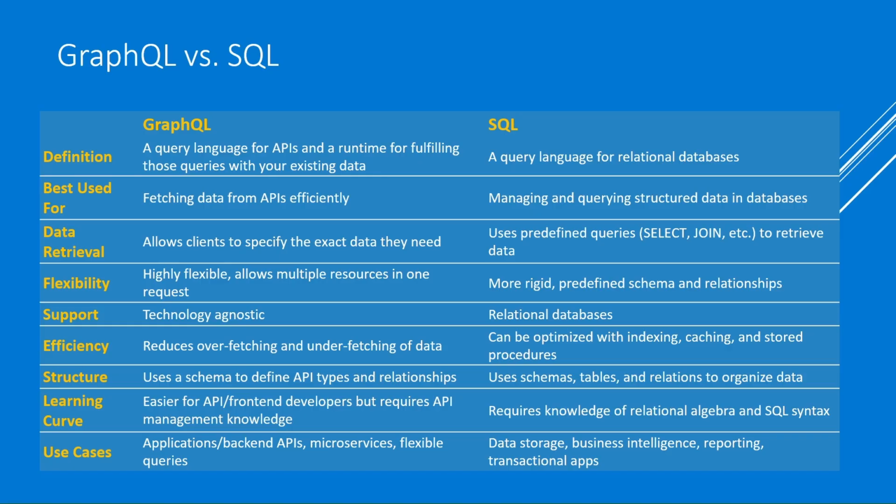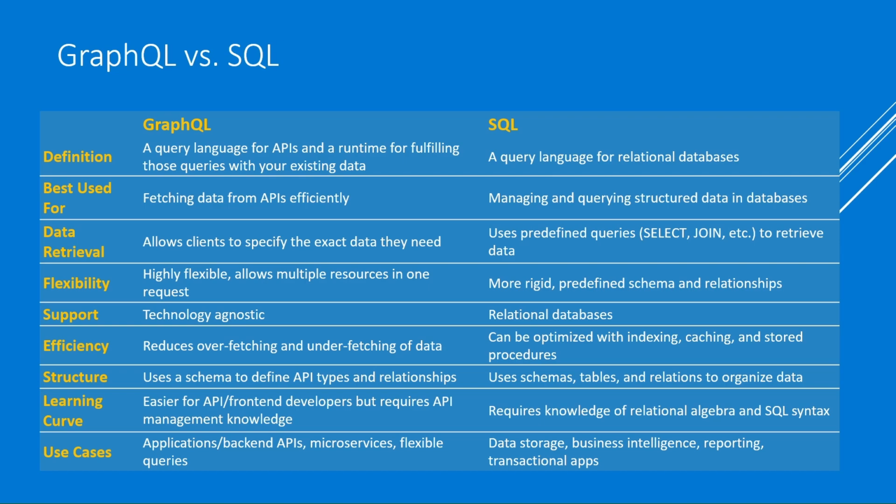A quick comparison here of GraphQL and SQL. As I mentioned before, GraphQL is a query language for APIs and a runtime to fulfill those queries with the existing data. So it's very much on the front end side of things where you want to expose data. It can be on the back end side of things if you have a back end API. It's totally fine to use that as well. SQL is a query language for relational databases. Its use is more focused specifically on the database side.